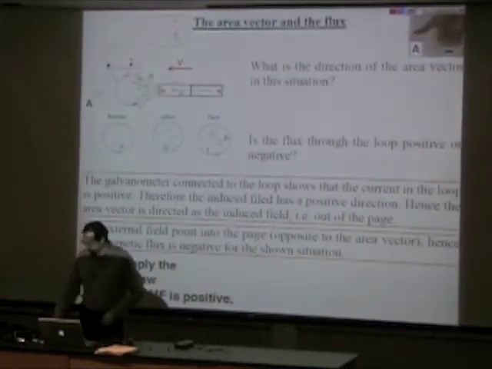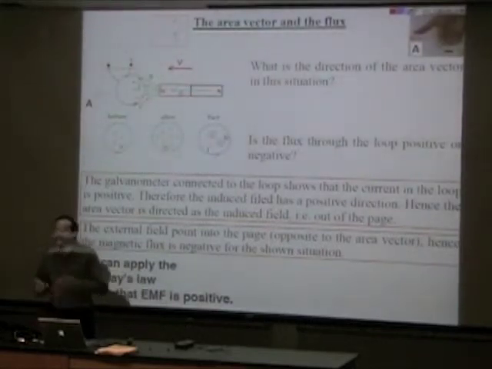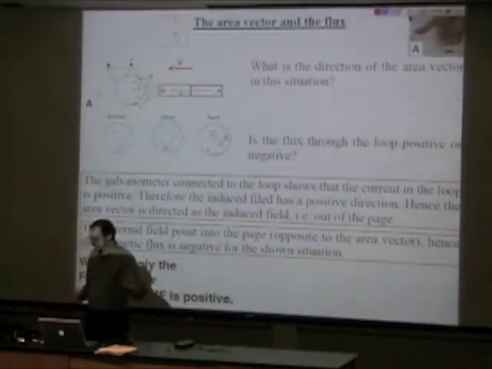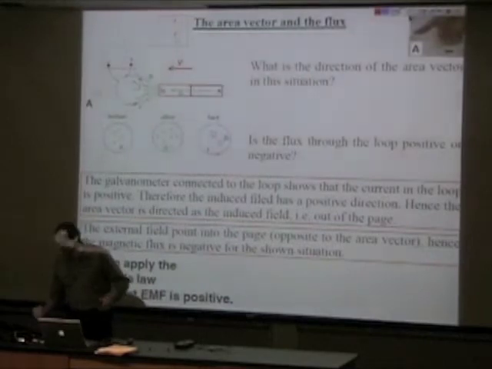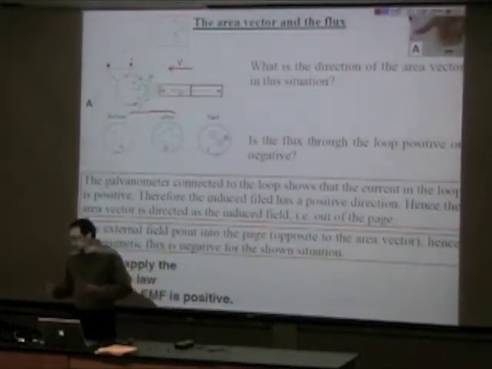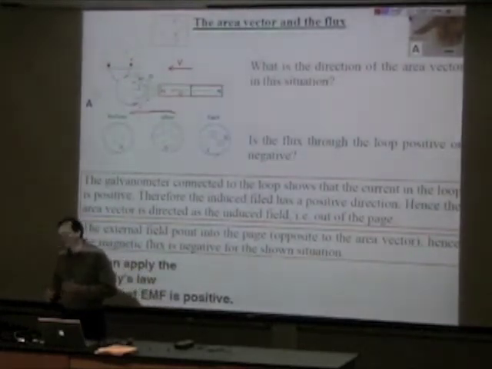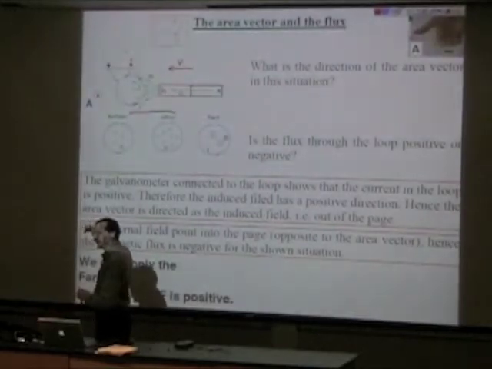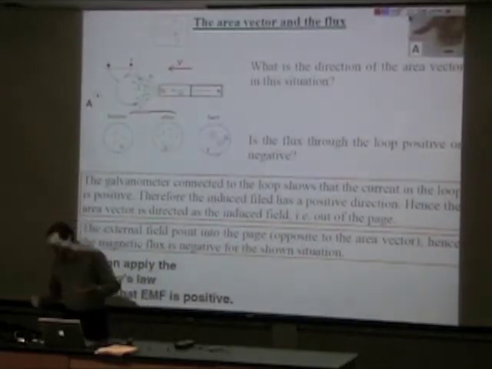Actually, yeah. Let's just see how it works in this example. We did this experiment several times. When the magnet initially is far away, we have a small flux value, but it is also a negative value, because according to our agreement, when the area vector points out of the screen and the magnetic field points into the screen, the flux is negative.